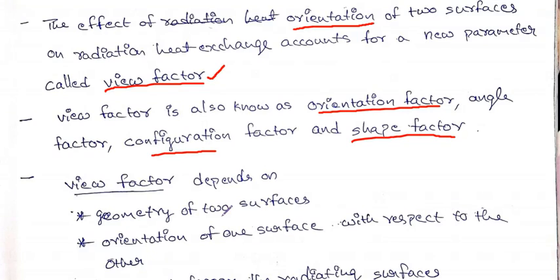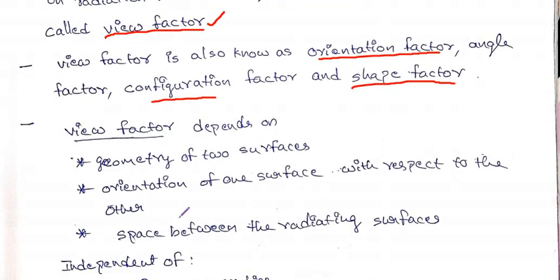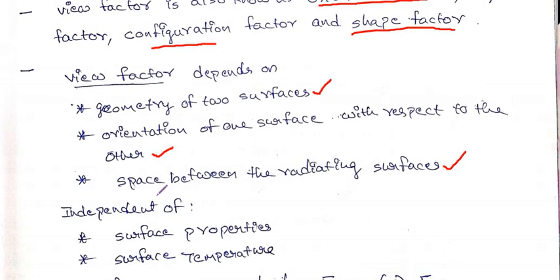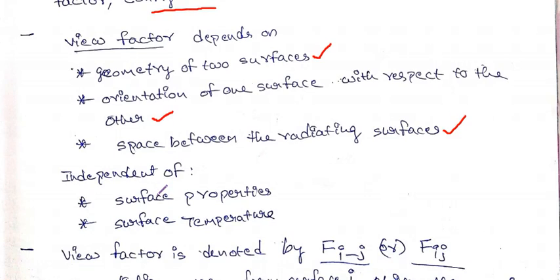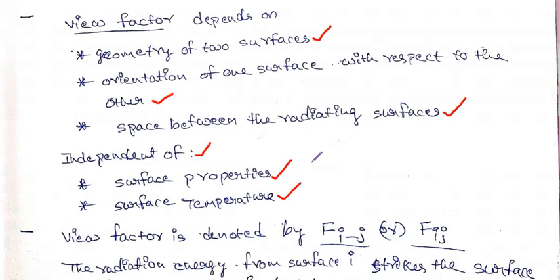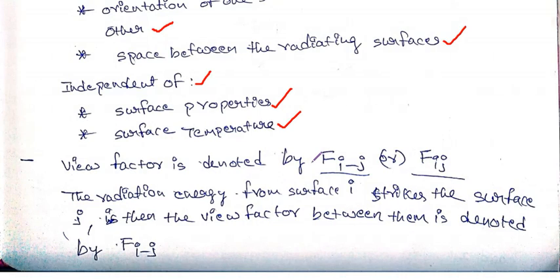This view factor depends on the geometry of the two surfaces, the orientation of one surface with respect to the other, and the space between the radiating surfaces. This view factor is independent of surface properties and temperature.